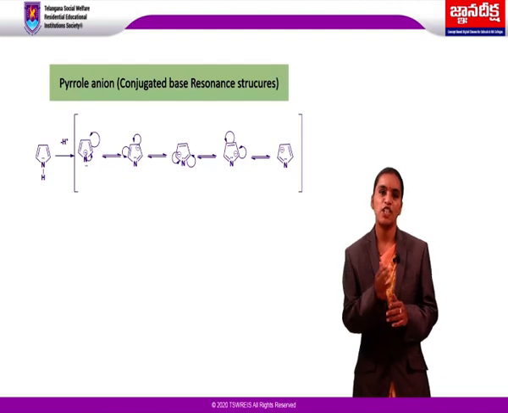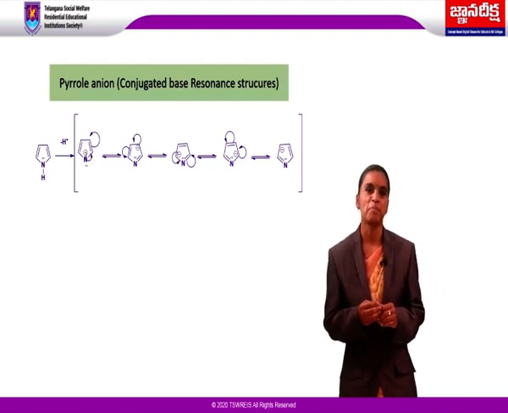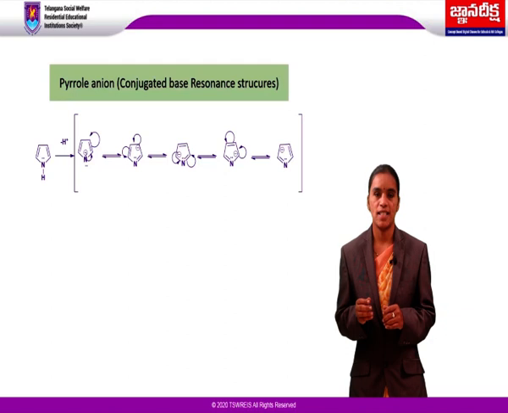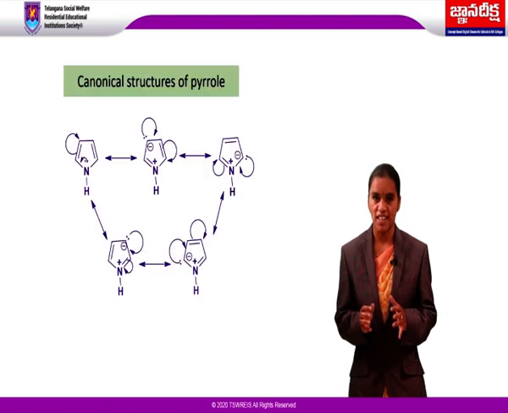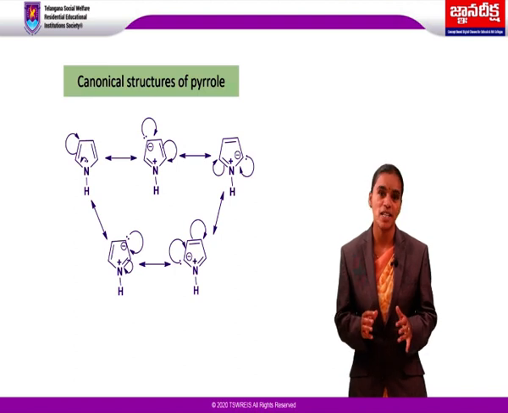So let's see the resonance of pyrrole. Here you can see the resonance of pyrrole. The canonical structures of pyrrole have charge separation. Due to this charge separation, it has less stability.